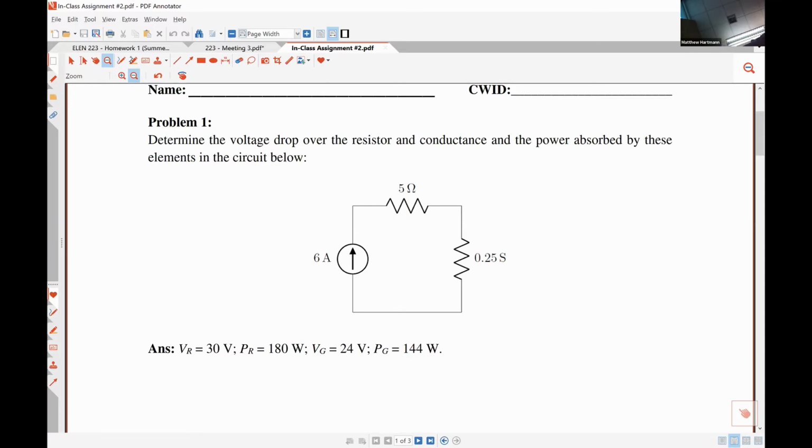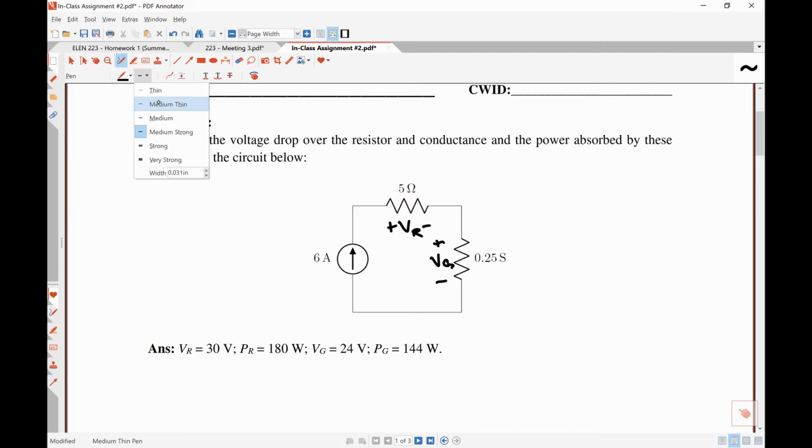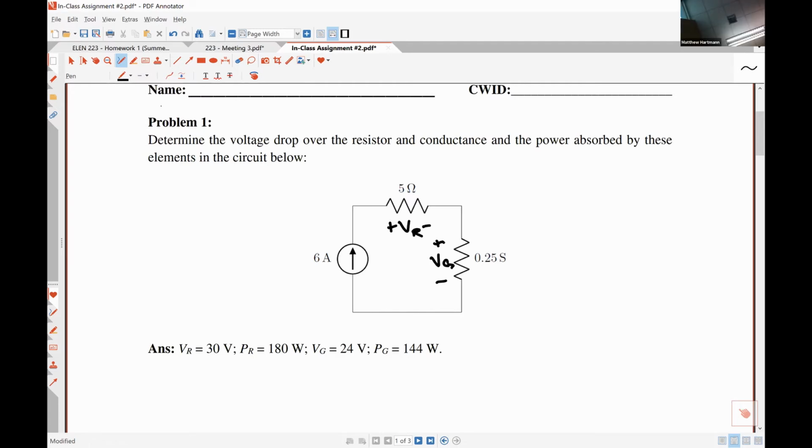We're going to try to find this voltage drop VR with this polarity and this voltage drop VG with this polarity. Would you be able to assume those polarities just given the direction of the 6 amp? That is exactly why I assume those. The expectation is that both of those elements will be absorbing power, so I want the current to be flowing into the positive polarity terminals. That's why I chose those.